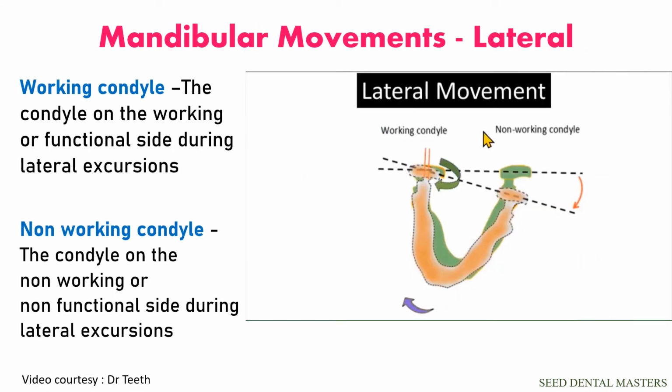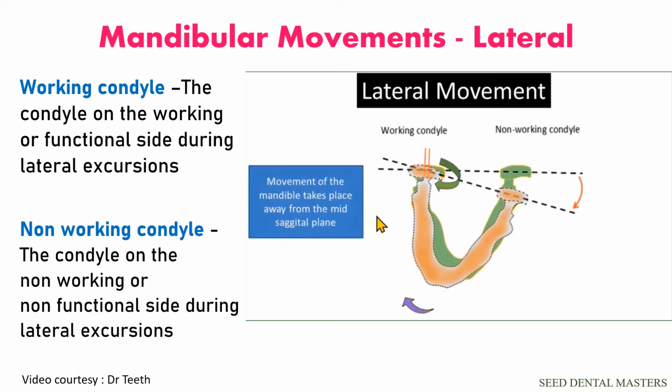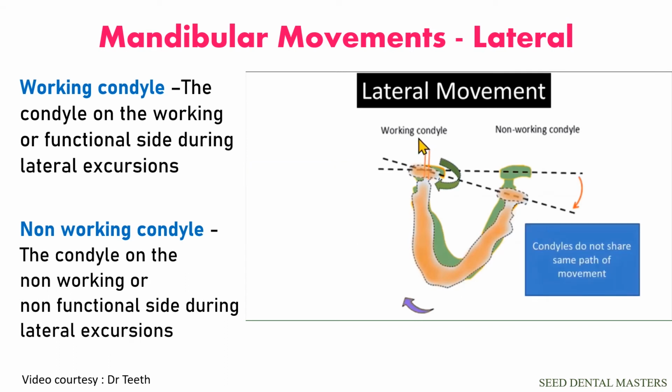One of the other types of mandibular movement is lateral movement. In lateral movement, the movement of the mandible takes place away from the mid-sagittal plane. In this, the condyles do not share the same type of path. As you can see in this picture, lateral movement is taking place on the left side. So the mandible is shifting to the left side.